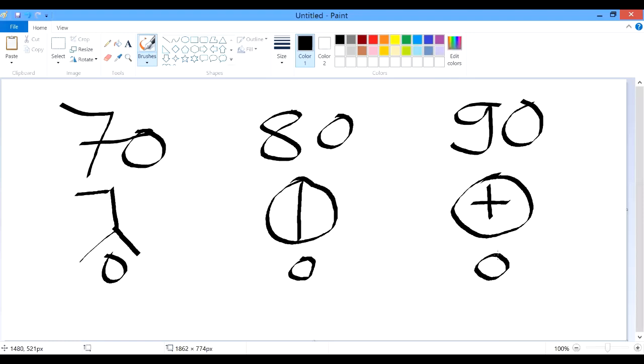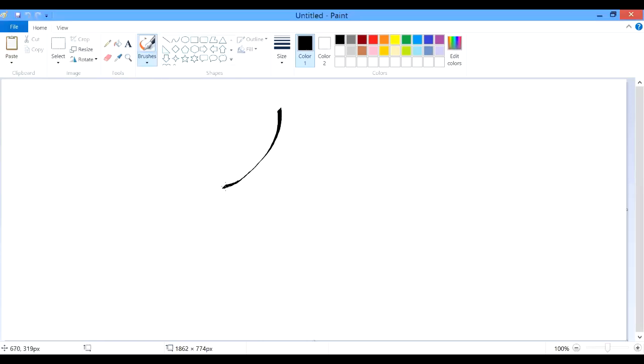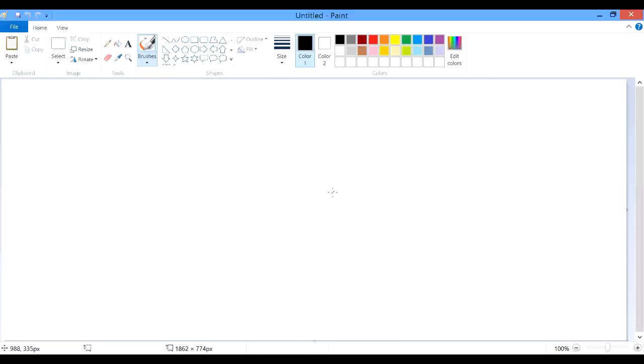Okay, so after 90, we can go to 100. Yes, satam, maybe, I don't know. So sa like this, and then 0. So you can write it in this way. Satam.